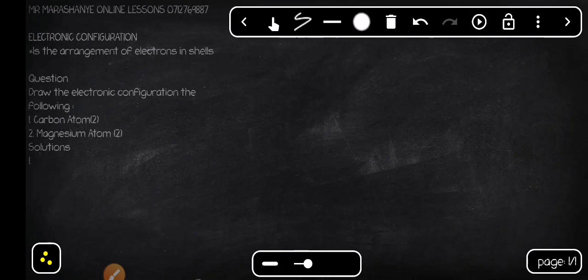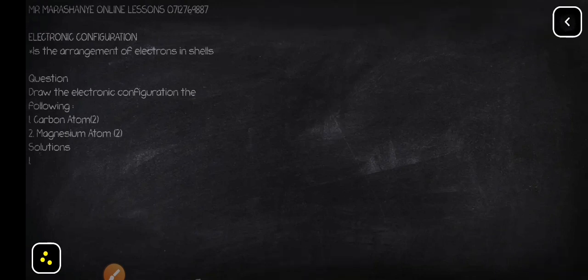Today we are going to talk about electronic configuration. What is electronic configuration? Electronic configuration is just the arrangement of electrons in shells. The arrangement of electrons in shells.